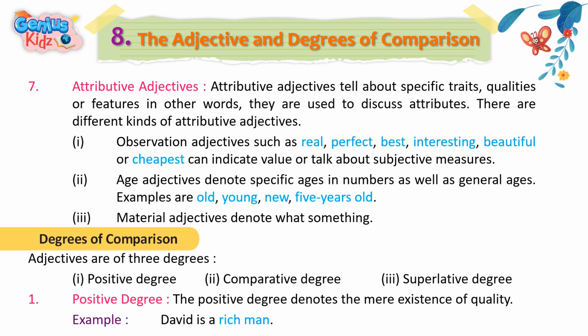Degrees of comparison. Adjectives are of 3 degrees. 1. Positive degree. 2. Comparative degree. 3. Superlative degree. 1. Positive degree. The positive degree denotes the mere existence of quality. Example, David is a rich man.